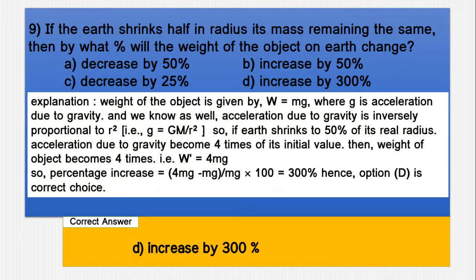Question number 9. If the Earth shrinks half in radius, its mass remaining the same, then by what percentage will the weight of the object on Earth change? Option A, decreased by 50%. Option B, increased by 50%. Option C, decreased by 25%. Option D, increased by 300%.